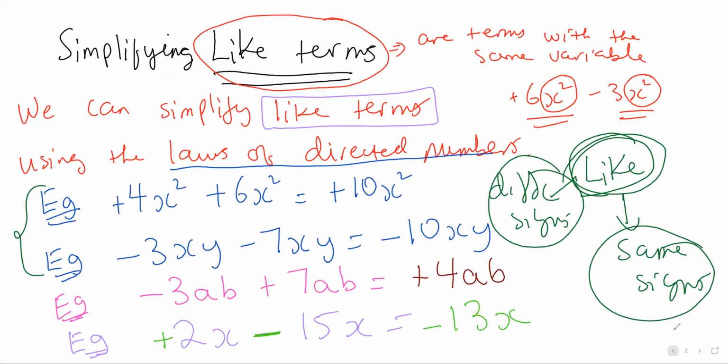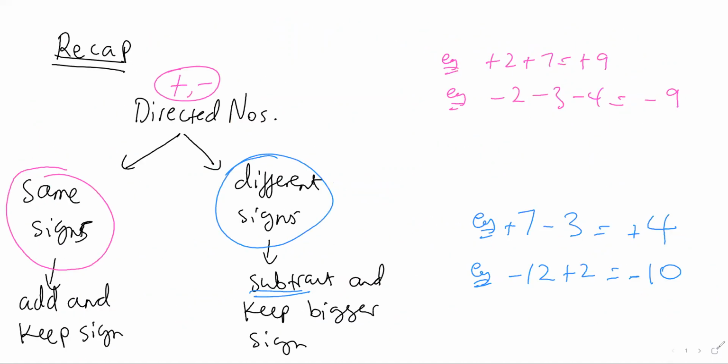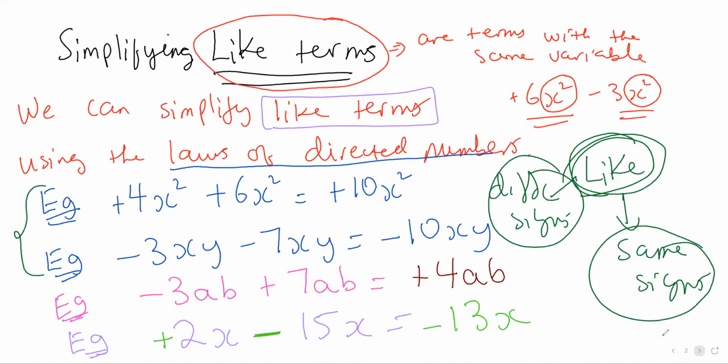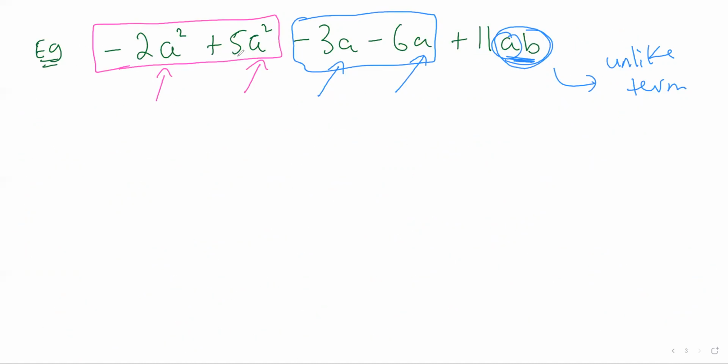What is the different signs law again? Subtract and keep the bigger sign. Excellent. So go ahead now and subtract and keep the bigger sign. 5a squared minus 2a squared is 3a squared. So we say 3a squared. And to be more specific, we could put the positive sign here, right? Because we keep the sign of the bigger number. Good.